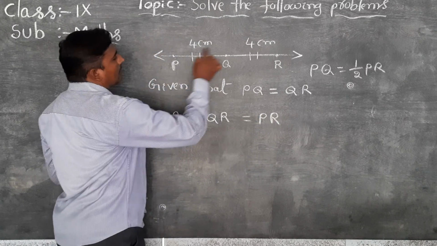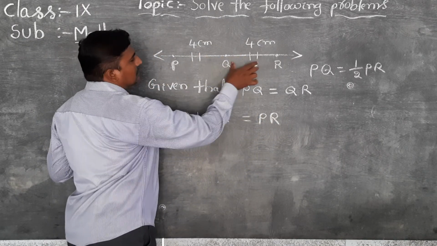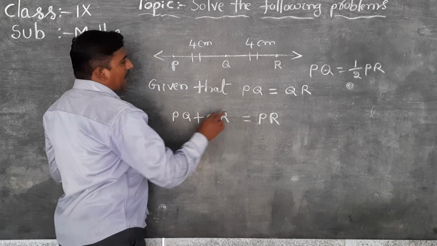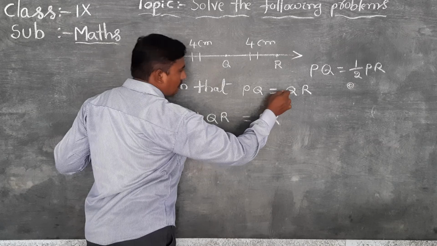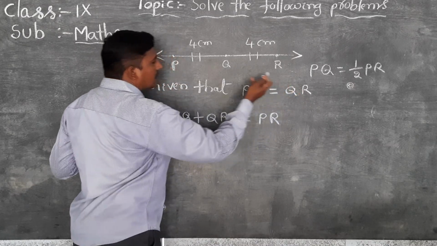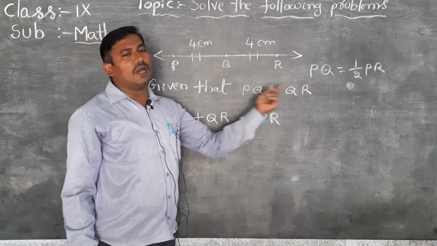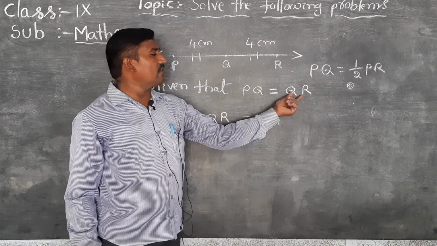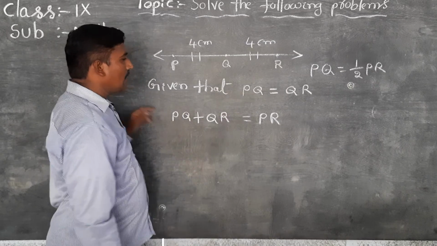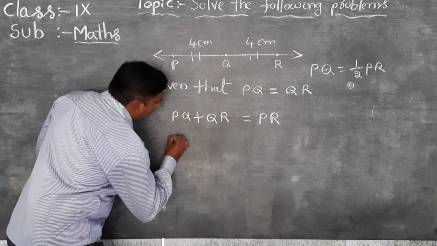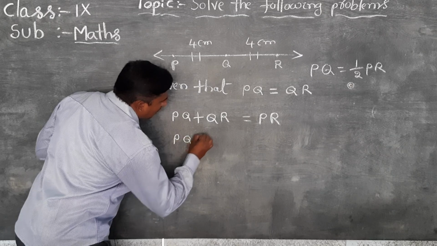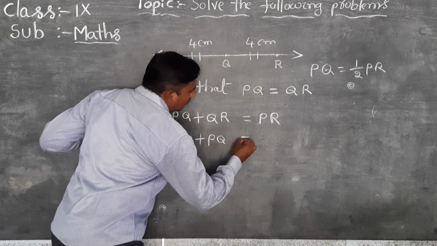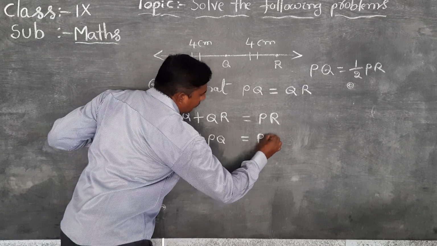Okay, in total we should add PQ plus QR. So PQ plus QR is equal to PR. In the place of PQ it is possible to take QR also, and in the place of QR it is possible to take PQ also. Why? These two are equal. So we are taking PQ plus PQ, replacing QR with PQ, is equal to PR.